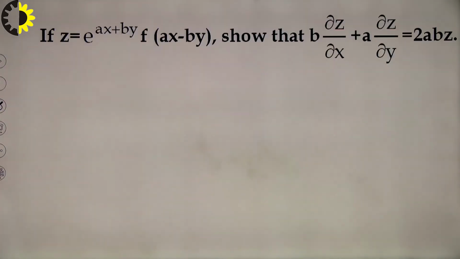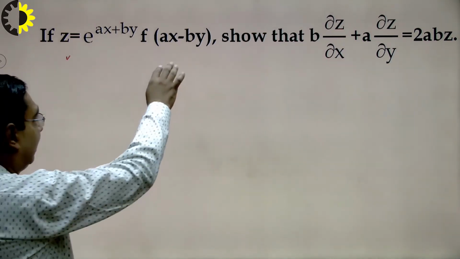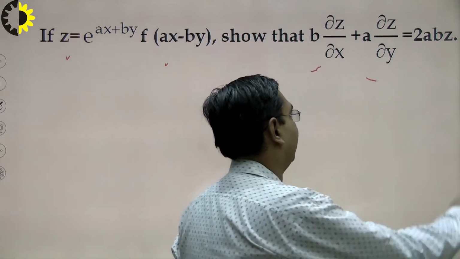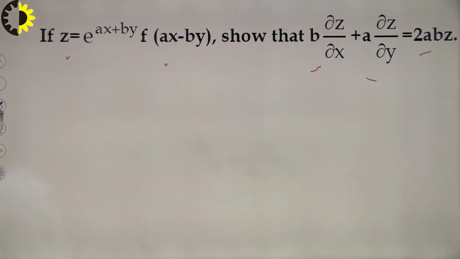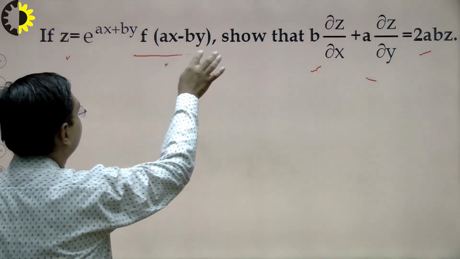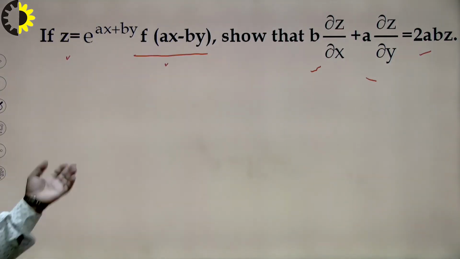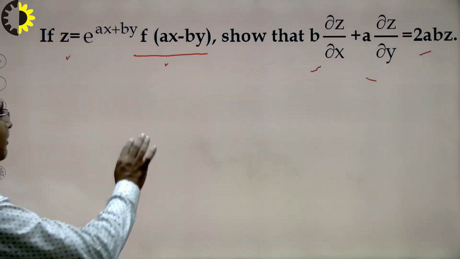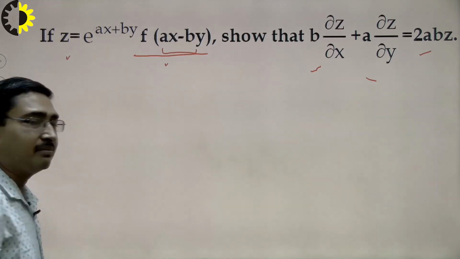Now, we take one more example to understand partial differentiation. The example says, if z equals e raised to the power ax plus by, f of ax minus by, show that b del z over del x plus a del z over del y equals 2abz. Before moving ahead, we first understand what this f of ax minus by is, and how to differentiate it. Here, f is an unknown function of x and y. In fact, f is a function of ax minus by.